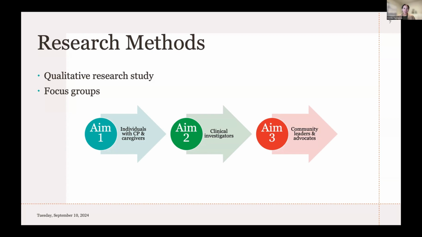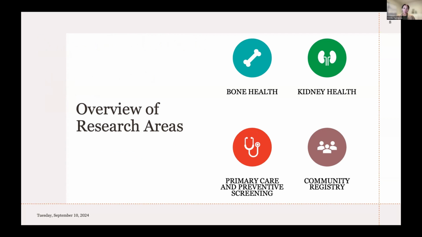And finally, our third aim was to conduct focus groups with community leaders and advocates in the CP and disability spaces. Now, in these focus groups, we reviewed some of the background evidence that informed and inspired this research study, and we talked about 4 topics in particular. We talked about bone health, kidney health, primary care and preventive screening, as well as the CPRN community registry. So we're going to give just a little bit of information about each of these so that you also have the context the focus group participants had.